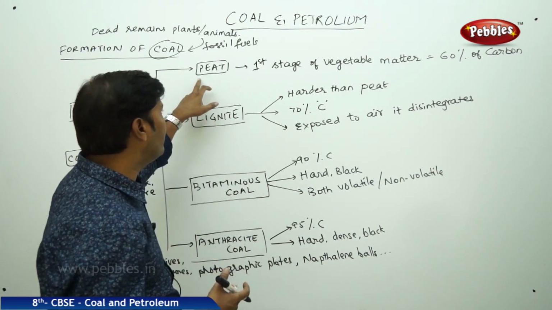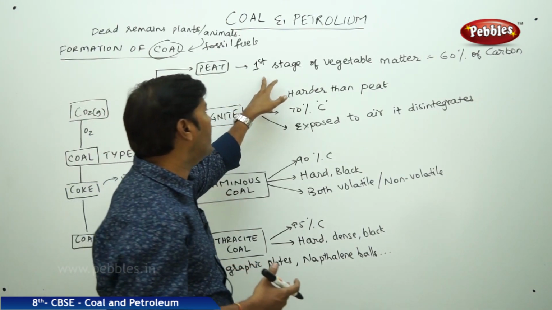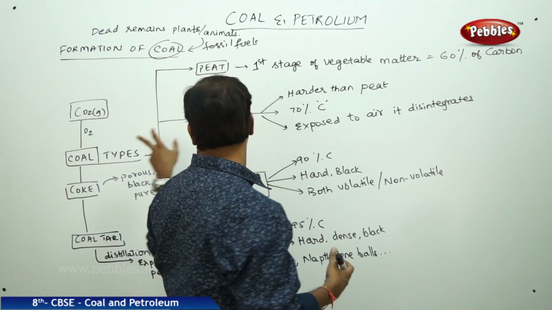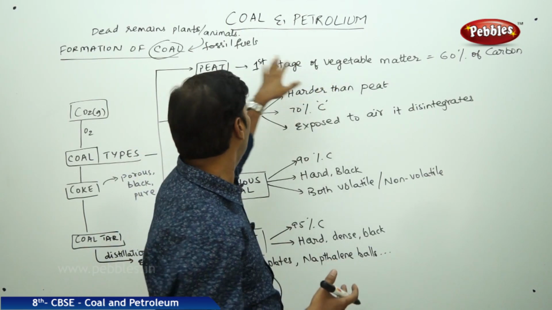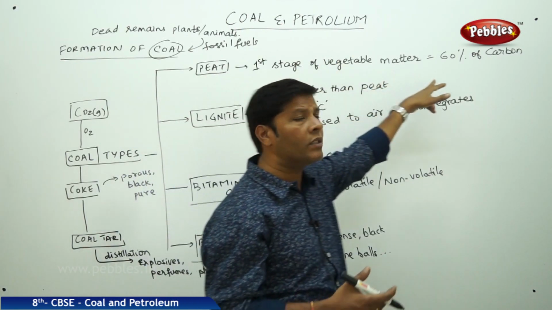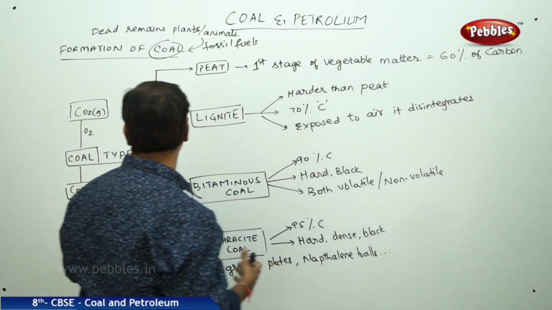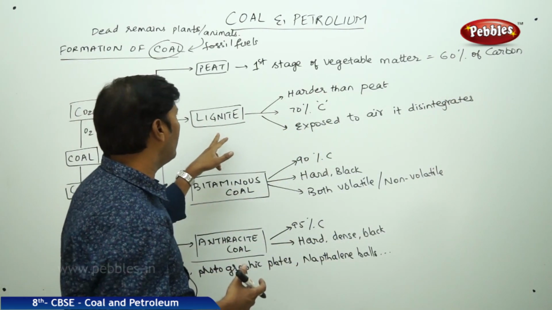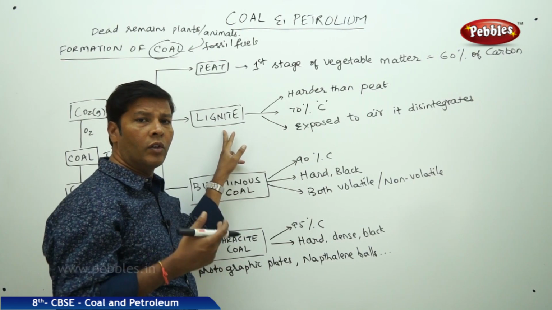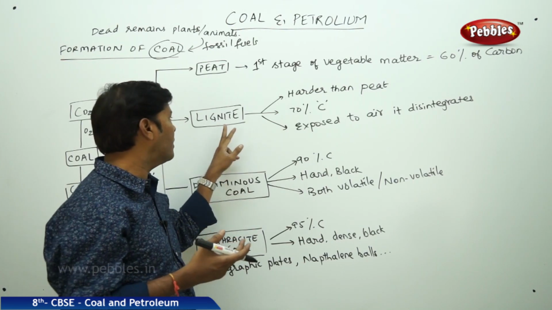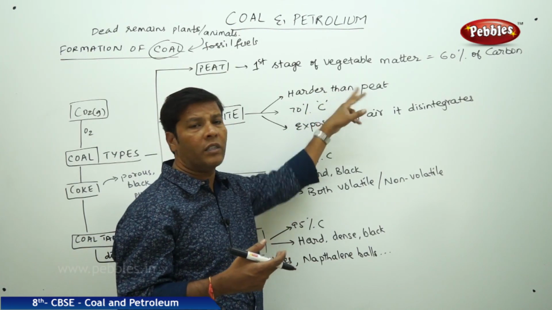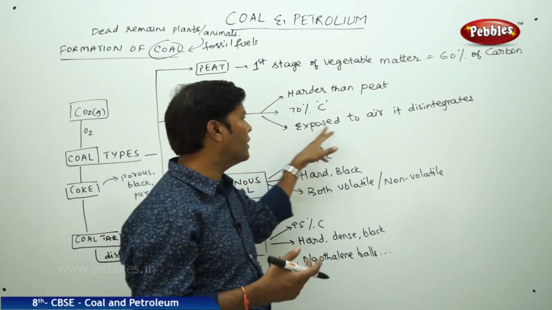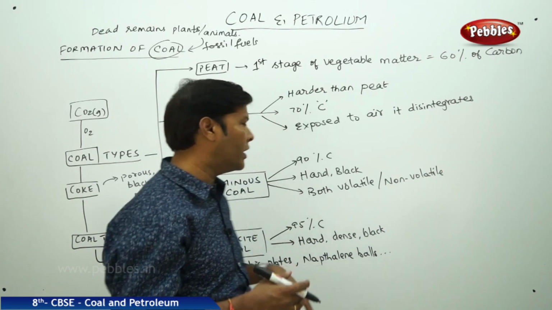Peat is the first batch. In the first stage of the decomposition of the vegetable matter, in the form of peat, it contains 60% of carbon. Then again, the decomposition of coal will give you vegetable matter that in the second batch contains 70% of carbon, which is harder than the peat, and when it is exposed to air, it starts disintegrating.